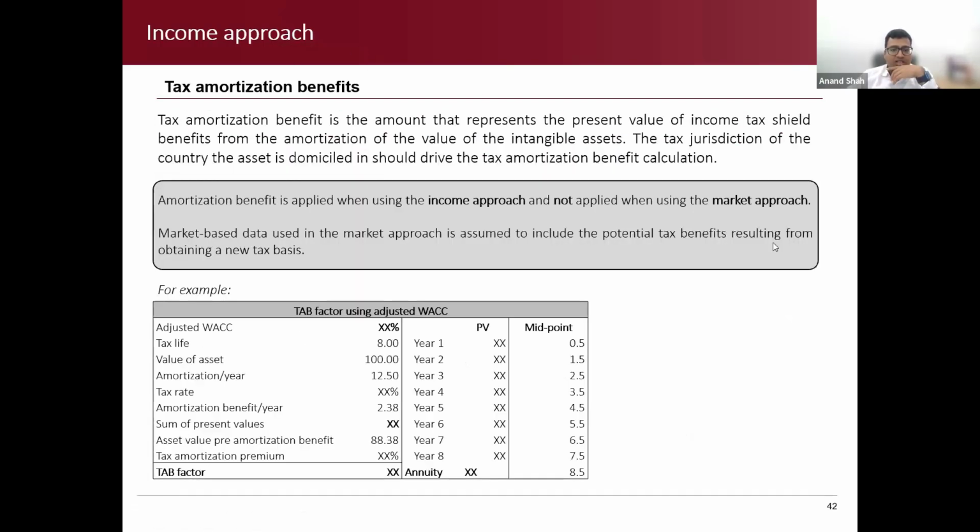The next one is tax amortization benefit. Maybe not very relevant if you're valuing companies domiciled in India. However, if you're looking at any other region, and if that region allows for any tax amortization on any intangible assets, you need to consider the value of such tax savings when you're valuing the intangible asset.